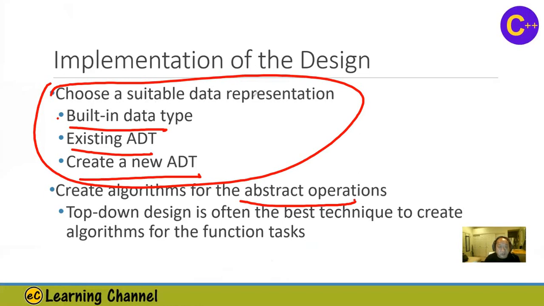So choose a suitable data representation: do I want to use a structure, or a linked list, or create a new ADT like a queue or tree or something. And then after that, determine the operations. Determine what kind of operations I need to have, and do top-down design and bottom-up implementation, okay?